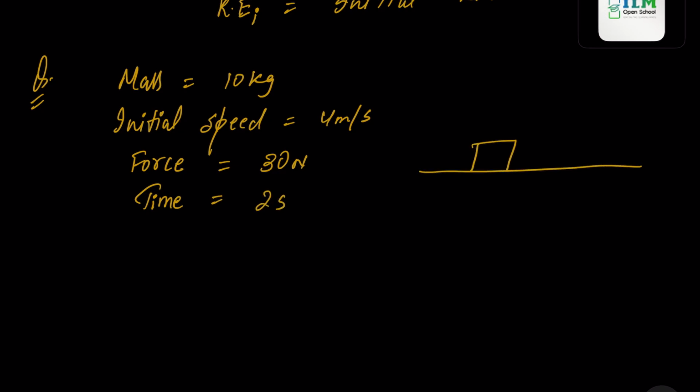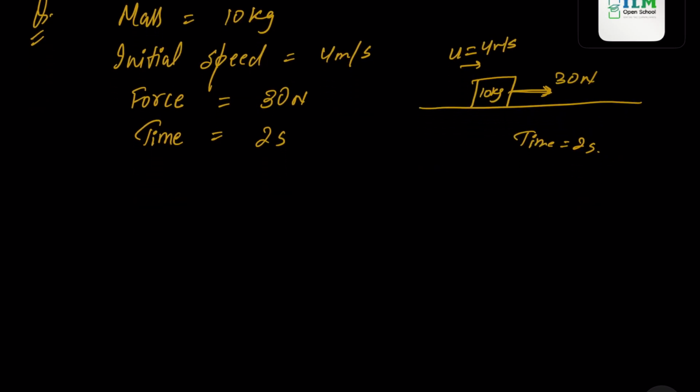Let's say there is this block, and there is a 30 Newton force applying. Its initial velocity, which we represent with U, is 4 meter per second in this direction, and mass is 10 kg, and the time we are taking is 2 seconds. Since all other forces are cancelling out, the net force is only this. There is no other net force. That's why we are taking only this force.